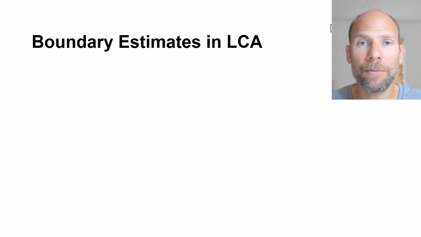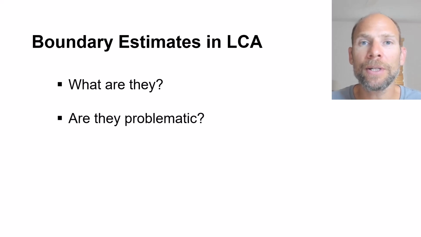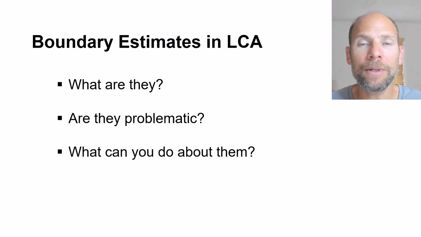In this video, I want to discuss an issue that frequently occurs in latent class analysis, and that is the occurrence of so-called boundary parameter estimates. Specifically in this video, I will address three different questions. The first one is, what are boundary parameter estimates? How can you detect them? And then second, I want to talk about whether those boundary parameter estimates are problematic and why. And then finally, I will address the question of what you can do about them.